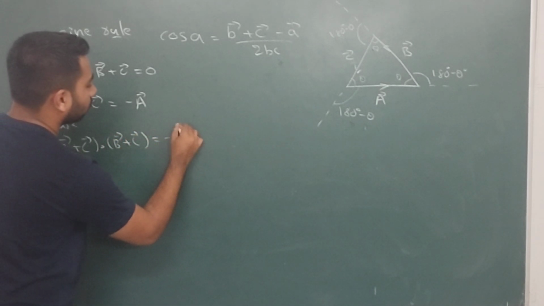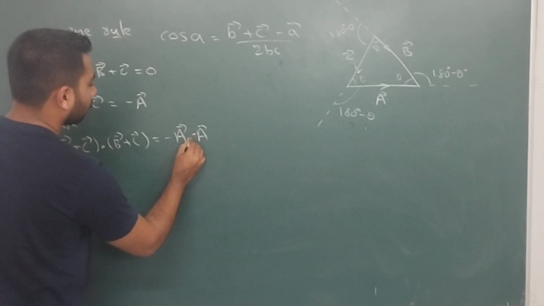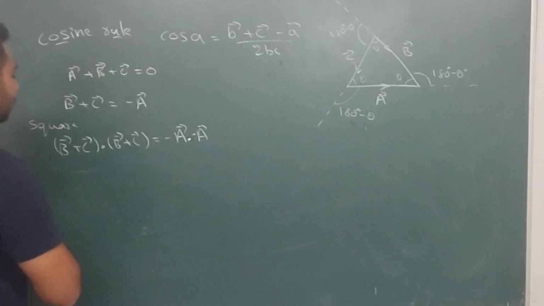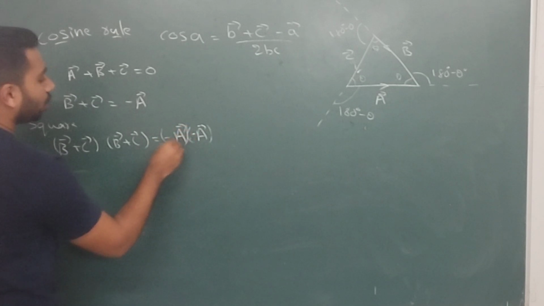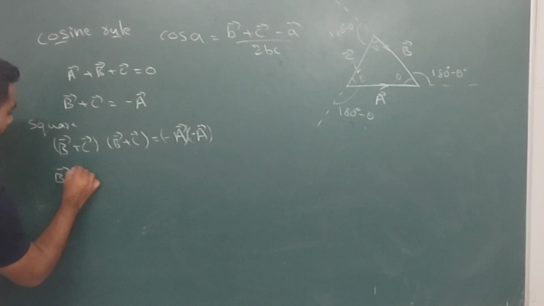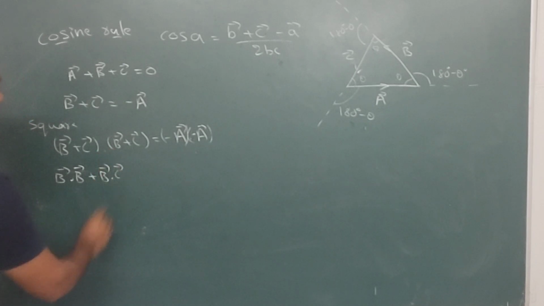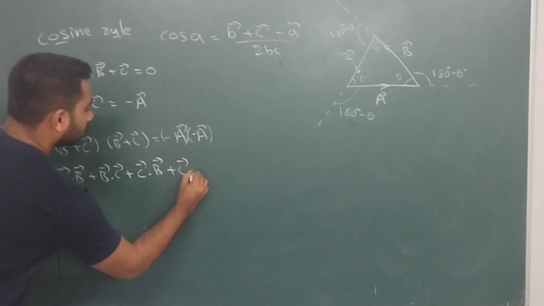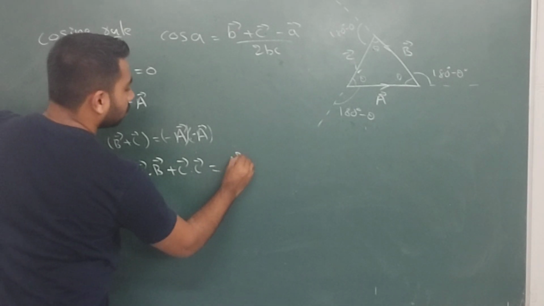Squaring on both sides, it becomes like this. Now individually I will multiply: B vector dot B vector, plus B vector dot C vector, plus C vector dot B vector, plus C vector dot C vector is equal to, here it becomes A square, right?